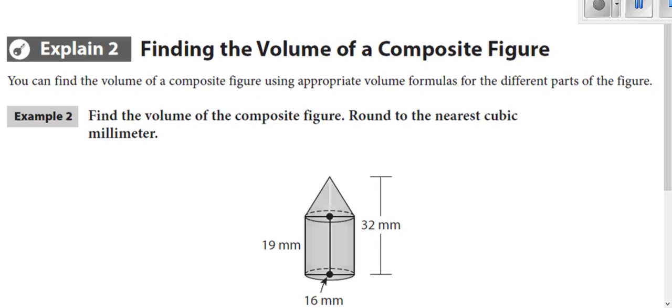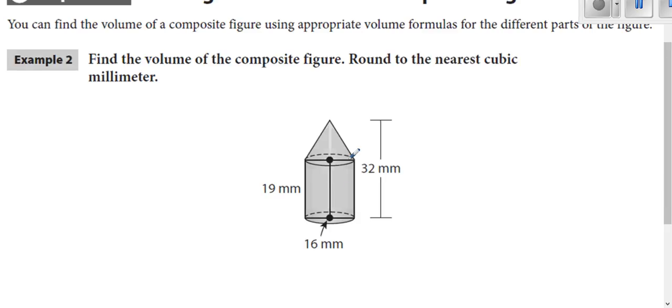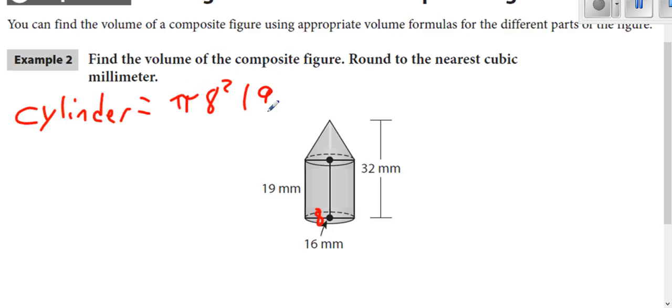Another composite figure, just find the volume of the two figures that make it up. So we have a cone and a cylinder. So we have a cylinder with a radius of 8. The height is 19. Volume is the area of the base, pi r squared, times the height, which is 19. And then we'll do the cone.